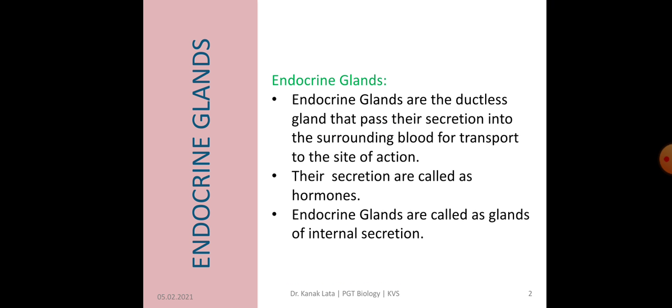First of all, we will discuss endocrine glands. Endocrine glands lack ducts and pass their secretions into the surrounding blood for transport to the site of action. They are also called ductless glands or glands of internal secretion. Their secretions are known as hormones or internal secretions.